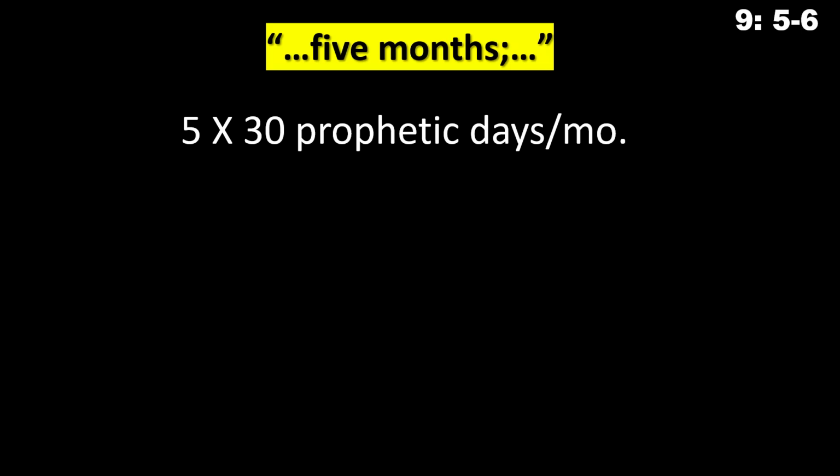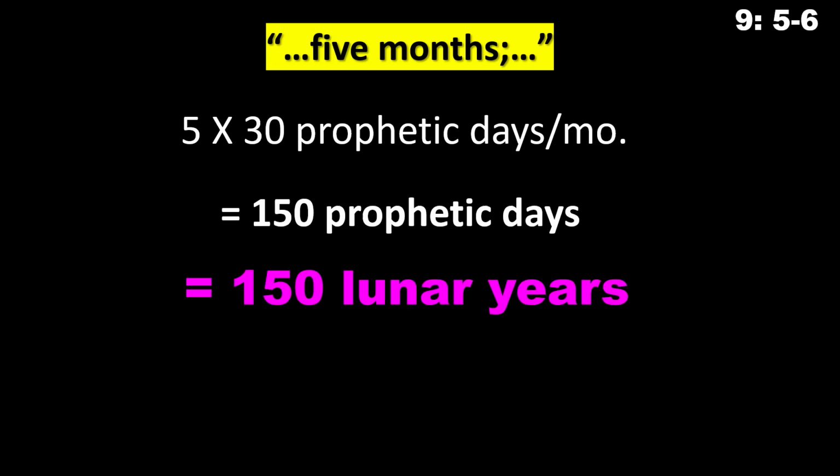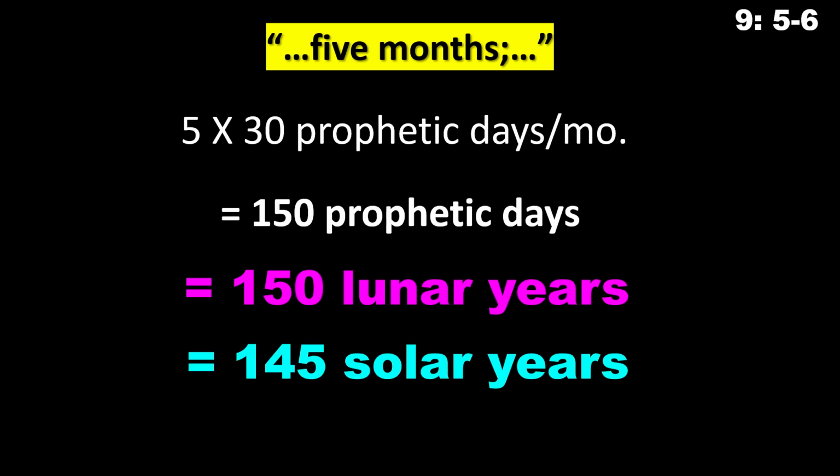We will get the math part done first, since it's the easiest to decipher. The period of torment is to last 5 months. A prophetic month equals 30 days, according to what we just went through. Remember, a prophetic day equals 1 actual year on earth. So 5 months of 30 days each is 150 prophetic days. And 150 days means 150 lunar years. It's lunar years since the Islamic calendar is a lunar calendar. Thus, their torment would last for 150 lunar years, which is equivalent to 145 solar years. But when does it start, you may ask?